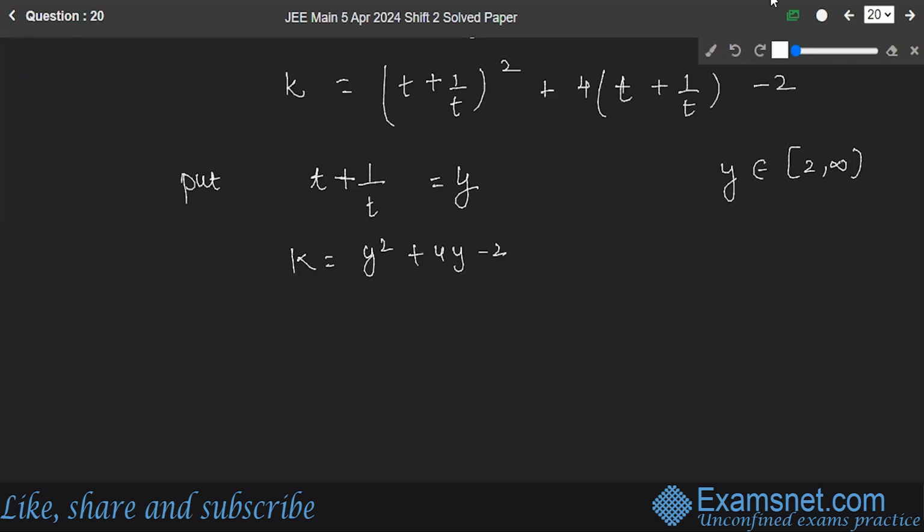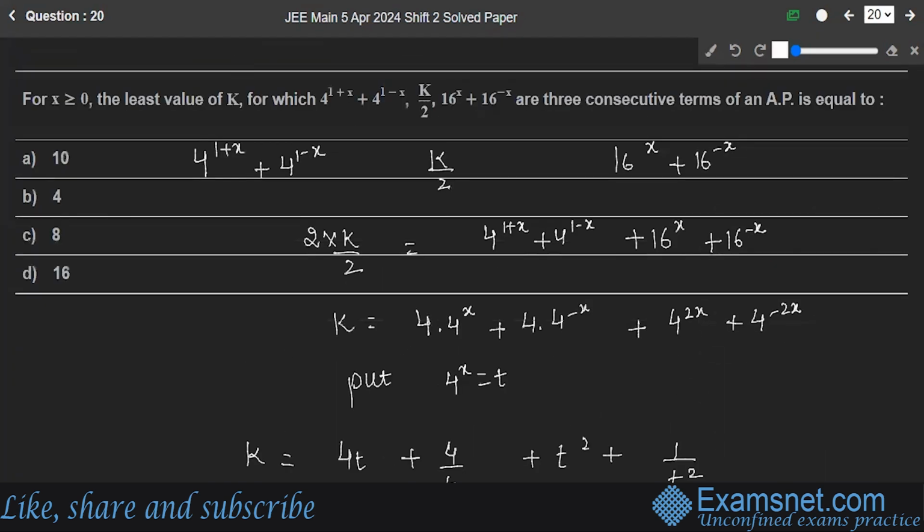Or I think it will be better if we see it like this. You are given in the question that x is a positive number. If x is a positive number, t will always be greater than or equal to 1, because if you have x equal to 0 also, then t will be 1. T will always be a number greater than or equal to 1.